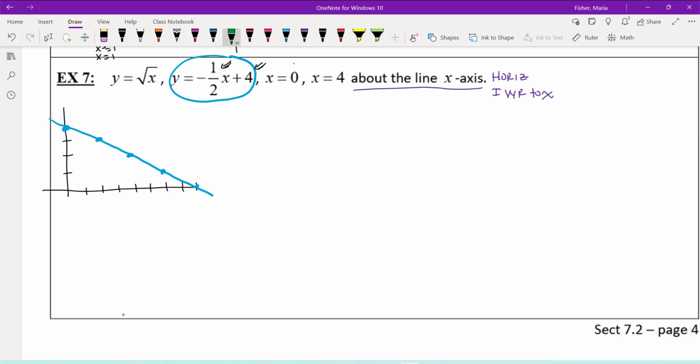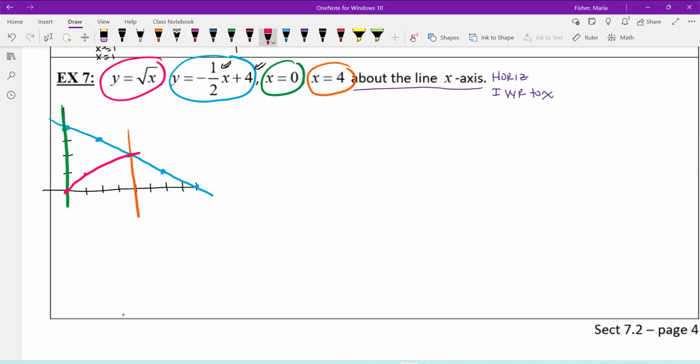X equals 0 is also pretty easy to draw. That's just the y-axis. X equals 4 is pretty easy to draw. And that's a vertical line right here. And then finally, y equals the square root of x, the only one that we're missing. We know that's a half of a sideways parabola.